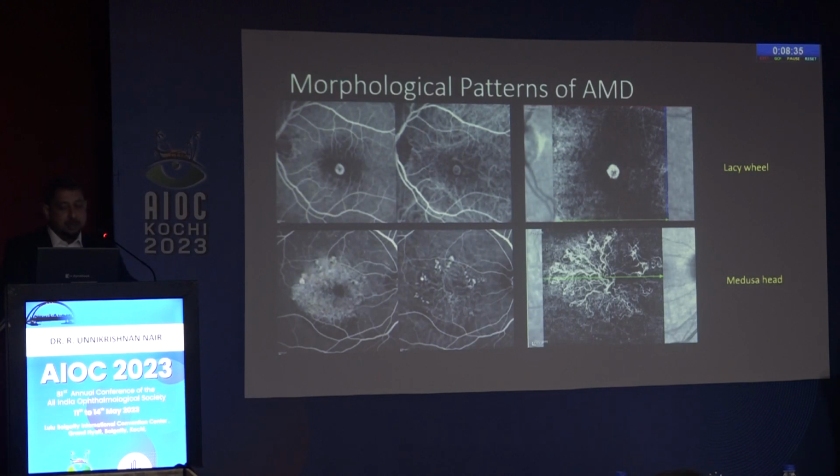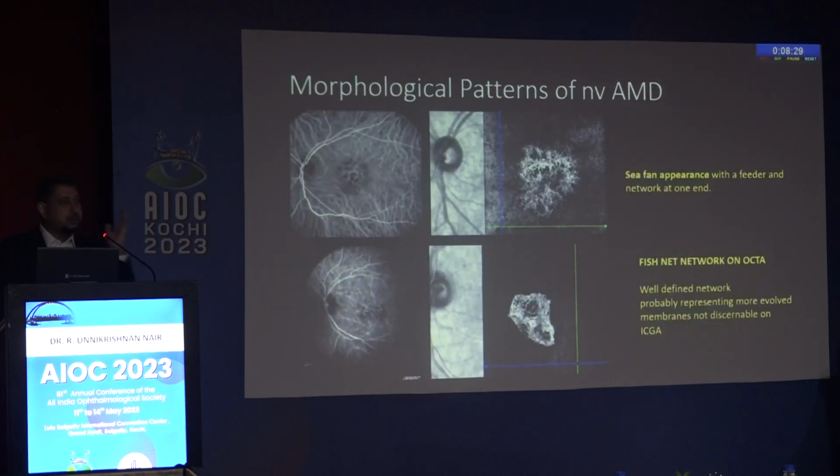You have a lacy pattern. Sometimes you get a medusa head, where the feeder is in the center and goes to all sides. The C-fan is when the feeder is on one side and the vessel grows to the other side. And there are other components like the fishnet, which is extremely dense but has larger vessels. This is a worse prognosis type.